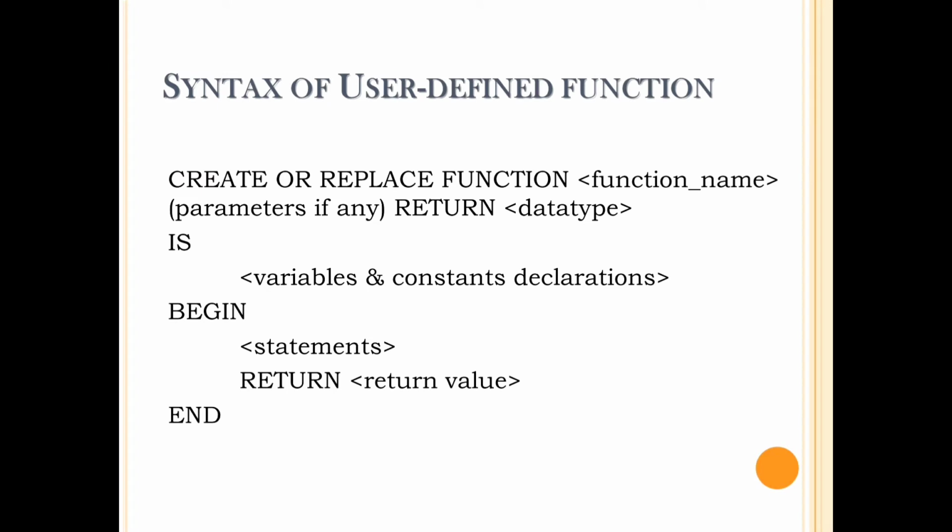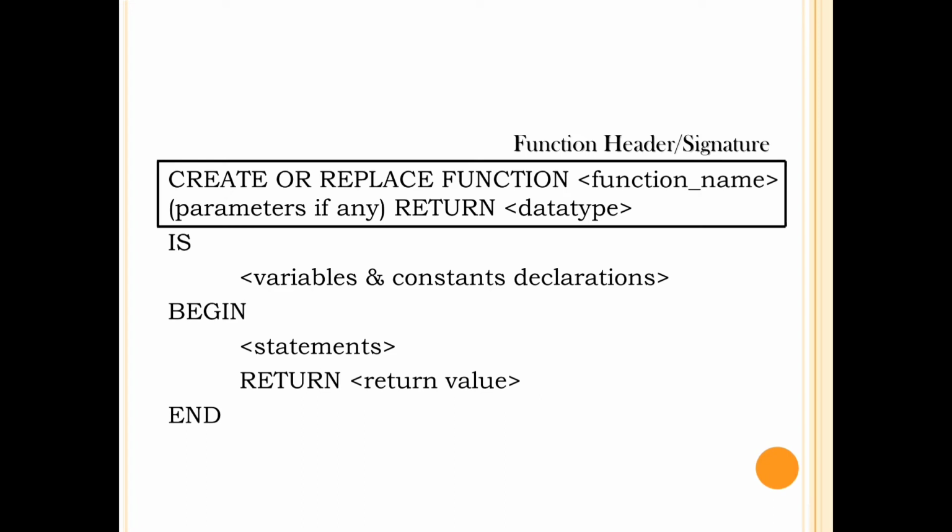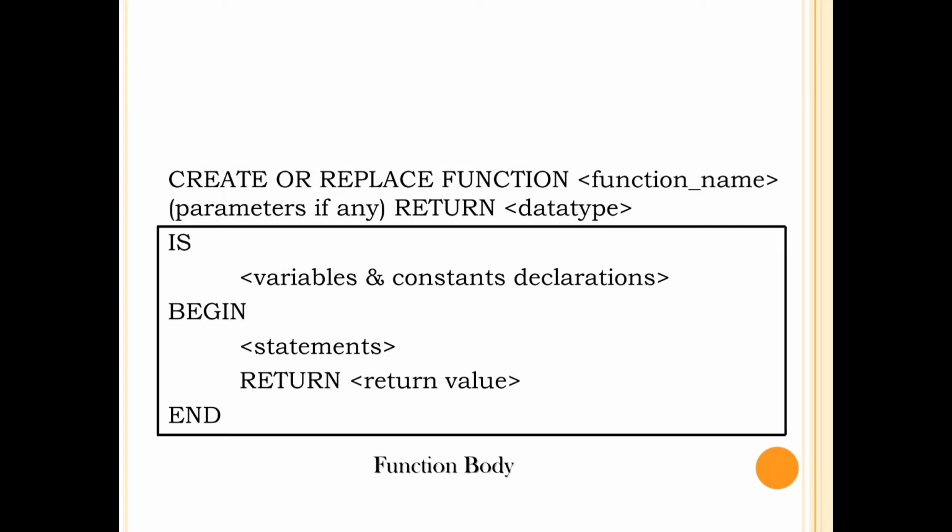This is the syntax of a user-defined function. It has two parts. First is the function header, or function signature. It contains the function name, parameters, and return type. And the second part is the function body. It consists of the operations and executable statements. In other words, the task to be performed by the function is written inside the function body.